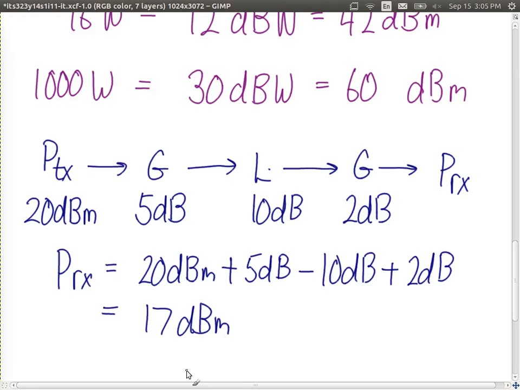We start with a power level, we amplify it, we increase it here with a gain, then it's reduced according to this loss, then increased again, and what do we receive? When we're doing everything in dB, then we can just add up the values where loss is negative. And the result is we receive at a level of 17 dBm. If we wanted to, we could convert that back to milliwatts or watts.